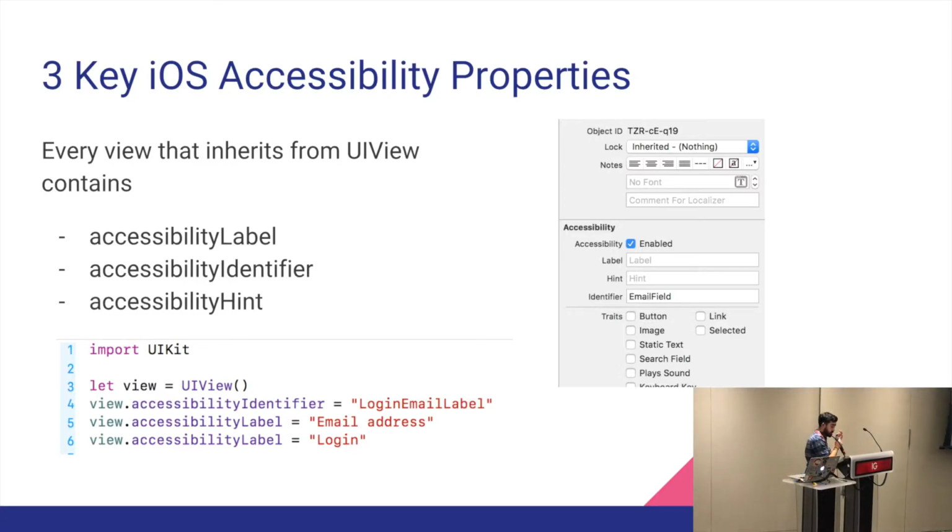There are 3 things that you need to know. Mostly 2. Third one's boring. The first one is something called an accessibility label. You can set accessibility properties both through the storyboard, and you can also set them in code. There are 3 things that you need to know. First one, accessibility label. Second one, accessibility identifier. And the third one, accessibility hint. All of them can be added to anything that inherits from UIView. So there's no reason why you can't use this.